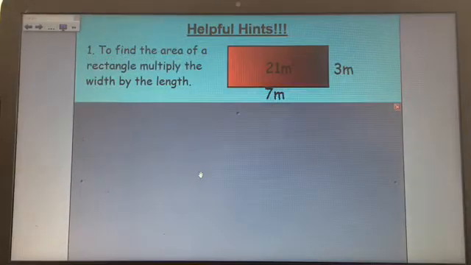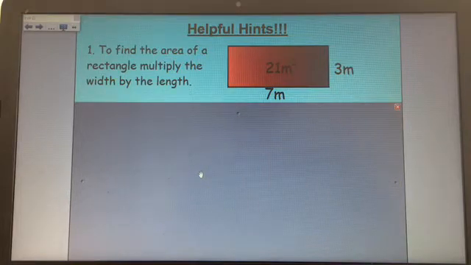Okay, so just to start off, we've got some helpful hints. First of all, to find the area of a rectangle, you multiply the width times the length. So 7 times 3 makes 21. It would be 21 meters squared. So the area is the space inside the shape, whereas the perimeter is the distance around the outside of the shape.